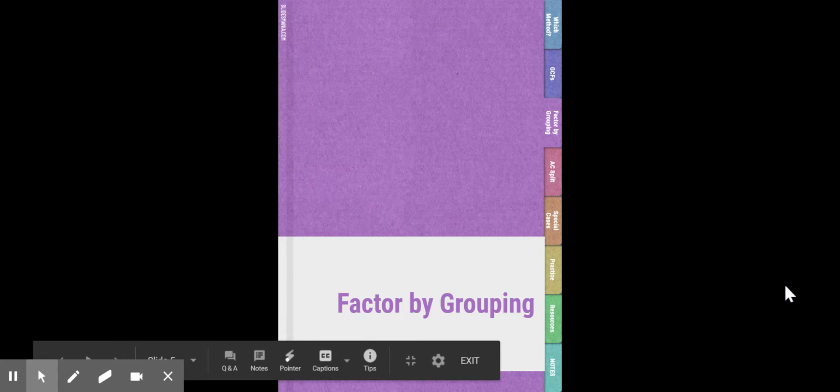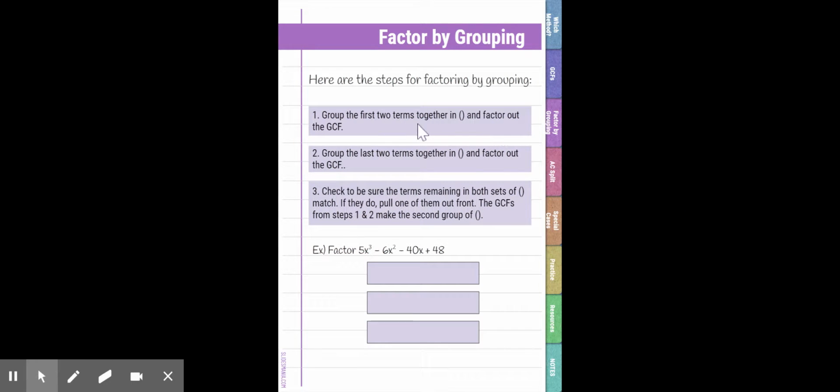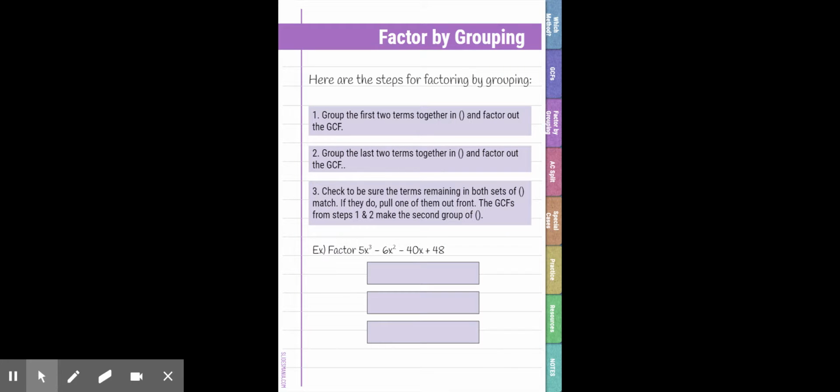The next method we learned was factor by grouping. Factor by grouping uses GCFs, so we're going to group the first 2 terms together in parentheses and factor out the GCF. We're going to group the last 2 terms together and factor out a GCF, and then check to be sure that the terms remaining in the parentheses match. If they do, we're going to pull them out front, and then whatever is left over, make the second group.